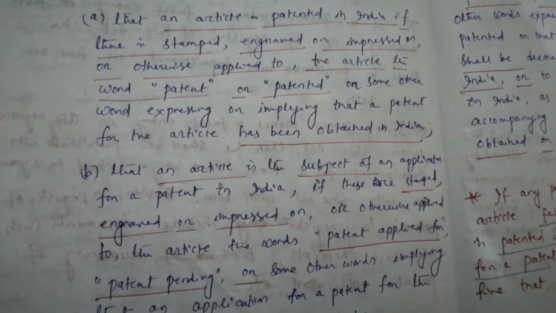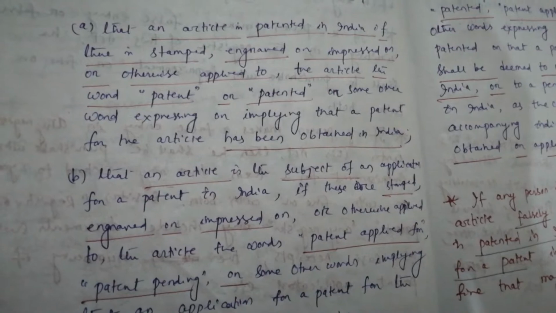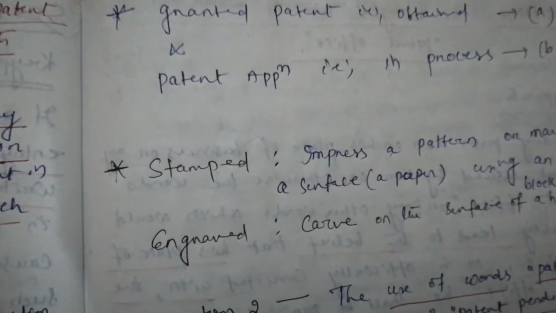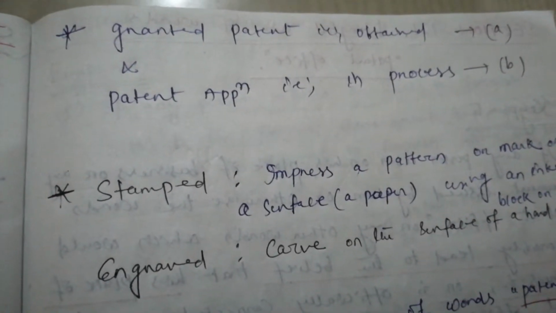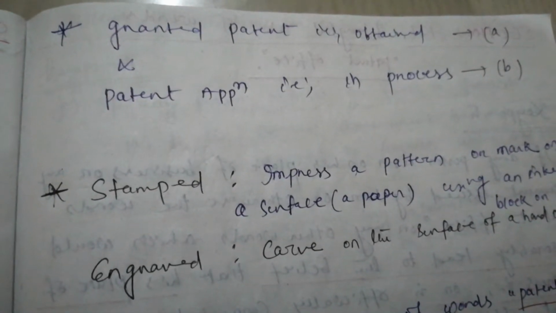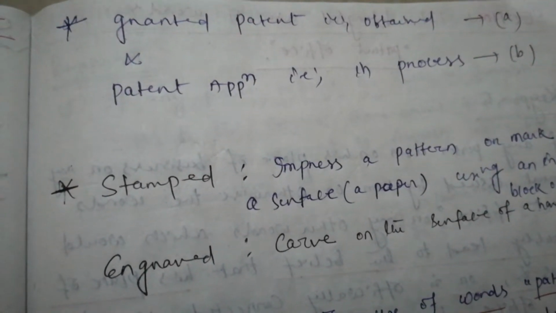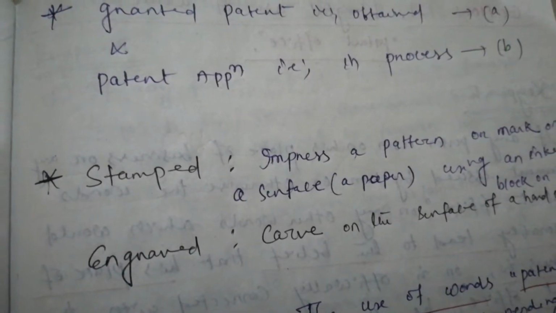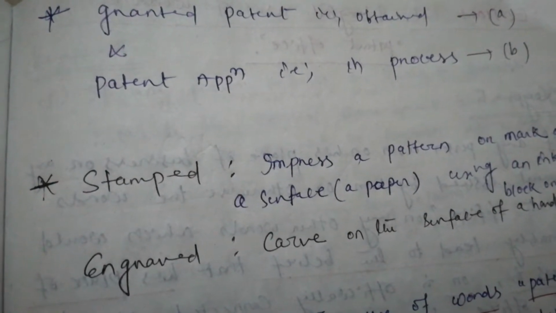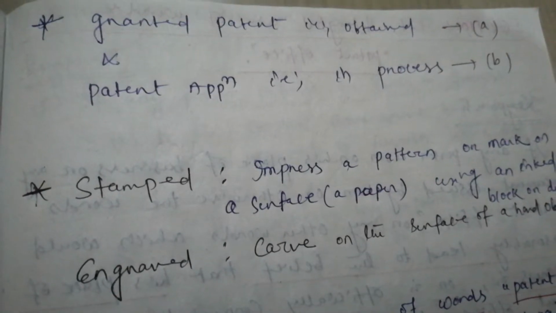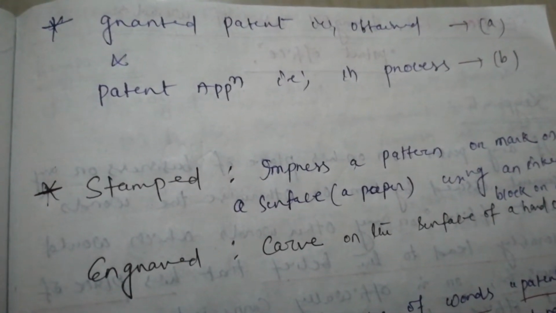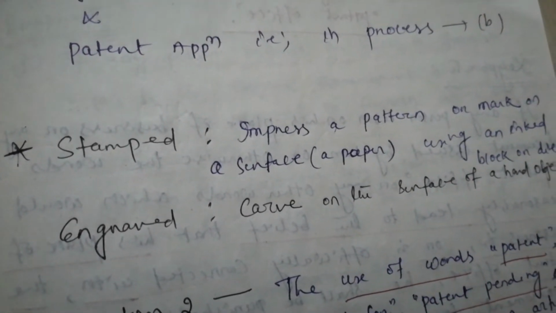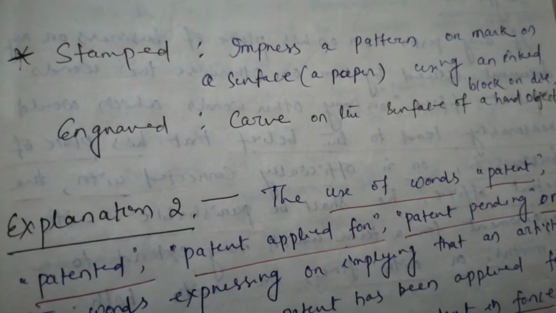In both the clauses, please observe the underlined words. When you keenly read these two clauses, one thing you can conclude: in clause A, the cases of a granted patent, or when the patent is obtained, are described. And in clause B, the patent application and patent pending, things like these, are described. So we can say that the patent application is in process. That means in clause A a patent is always granted and the description is given for this granted patent, and in clause B the description is given for a patent application or a patent which is pending.